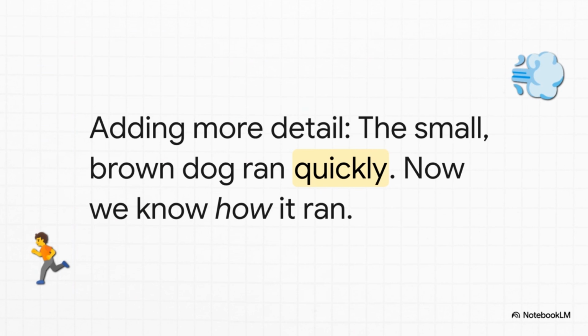Our sentence now becomes, the small brown dog ran quickly. Now we don't just know that it ran, we know how it ran. See how every block adds another layer of specific detail?